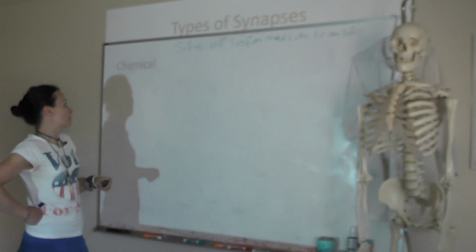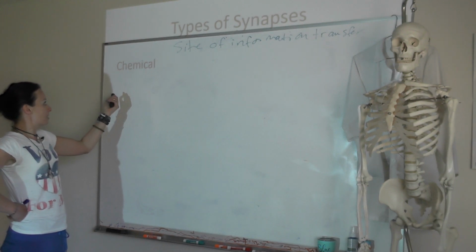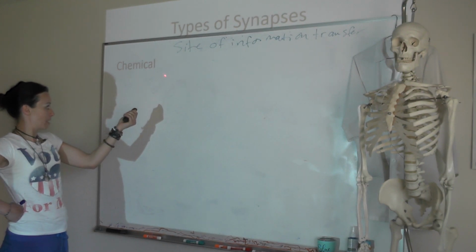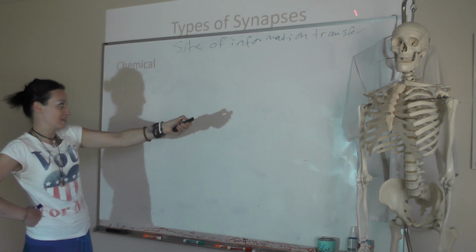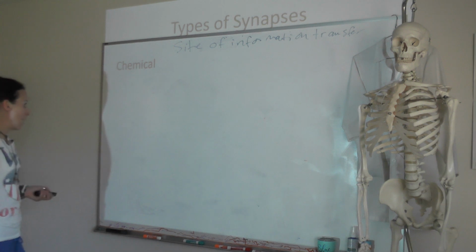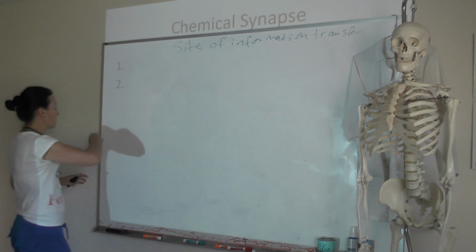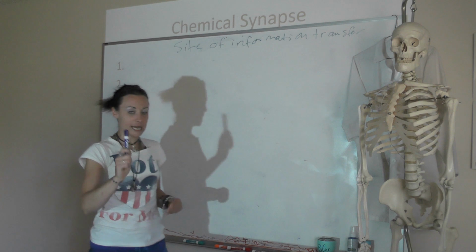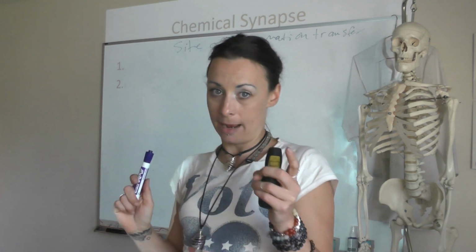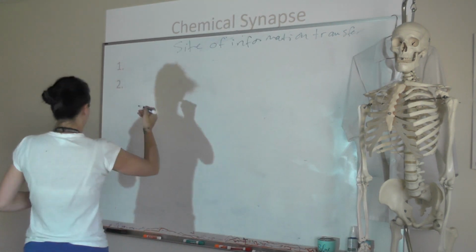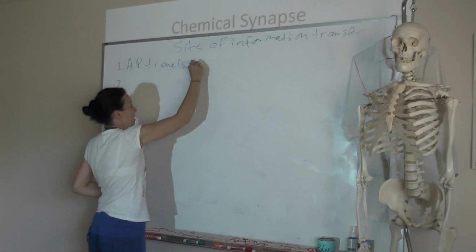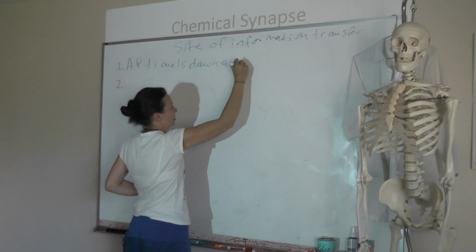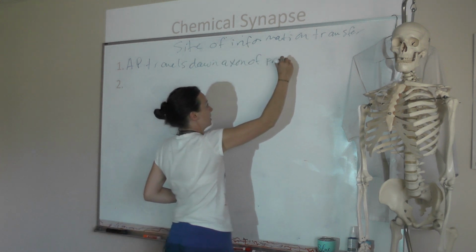Chemical synapses are the most abundant type of synapses in the body, so we're going to spend a lot of time talking about them. Synapses are the site of information transfer. And why this is called a chemical synapse is because we're using a chemical, a neurotransmitter, to transmit information from one neuron to the next across the synapse. So how this is going to happen is an action potential is going to come down our presynaptic neuron. Okay? So an action potential travels down the axon of the presynaptic neuron.